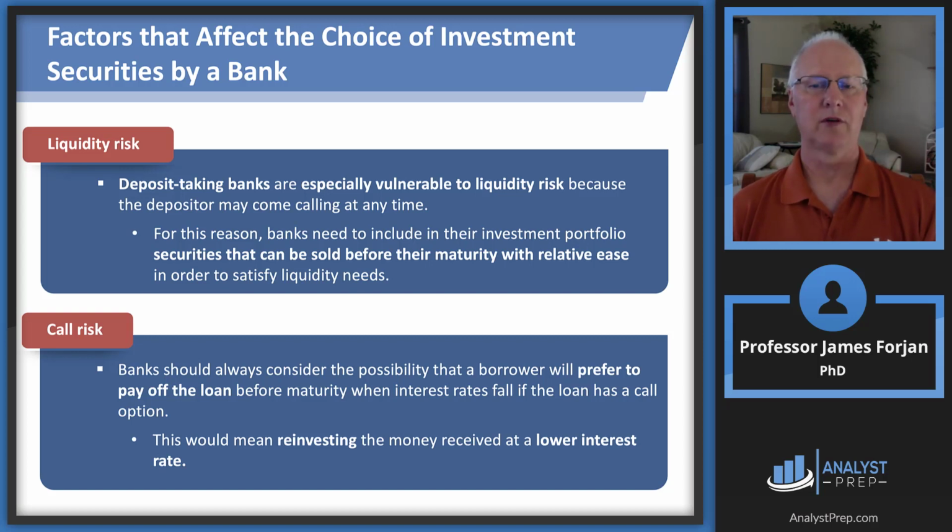And then call risk refers specifically to those bonds that have a call option embedded in them, which gives the corporation the right, but not the obligation, to force the bondholders to sell the bonds back to the issuer at the par value. And so when is this going to happen? Of course, this is going to happen when interest rates fall. So when interest rates fall, what did I just say? Price of the bond goes up.